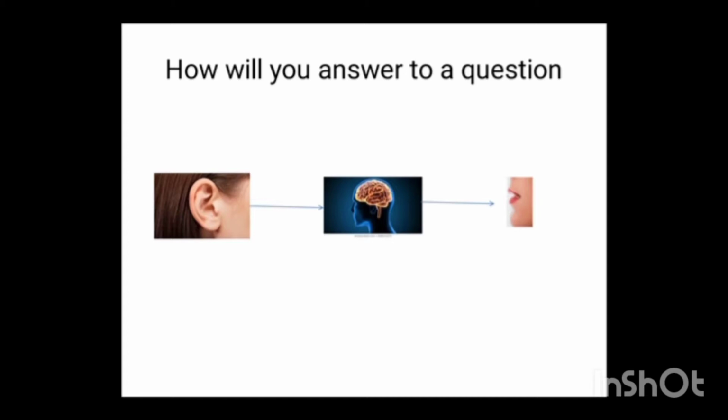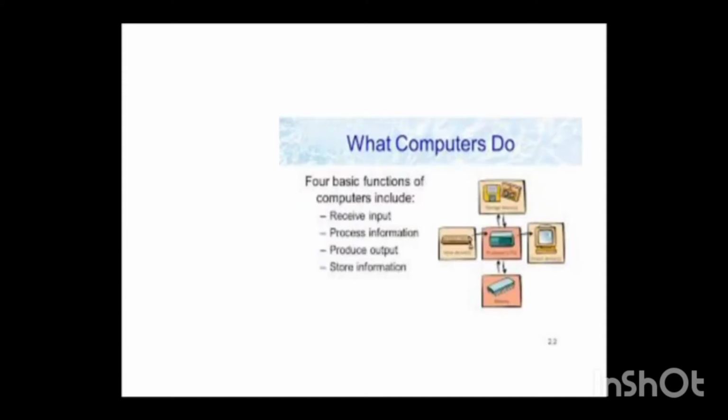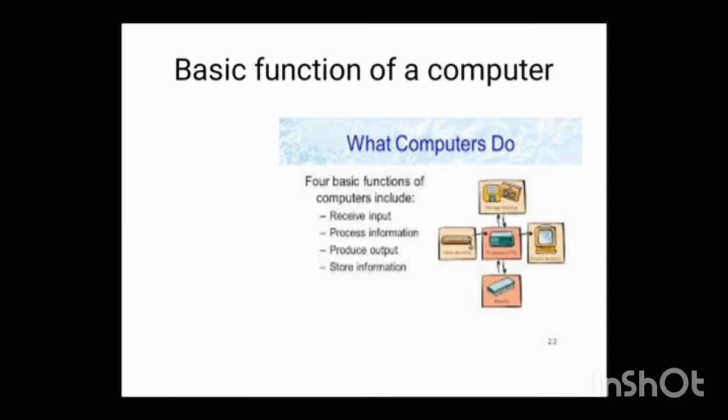Now, answering the question, we can divide this into three sections. First, he is hearing the question through his ears. Next, he is thinking the answer with his brain, and he is answering through his mouth or writing the answer with his hands, isn't it? Now, these are the three processes. Okay, in the same way the computer also works in three main functions, three steps, that is inputting, processing, outputting.